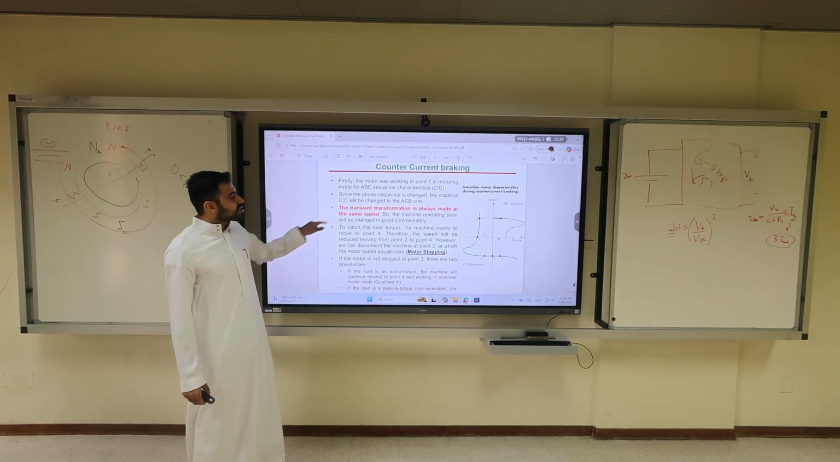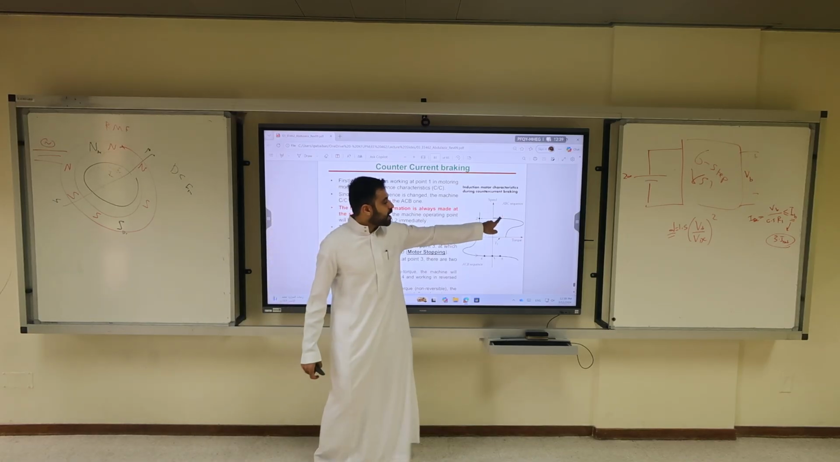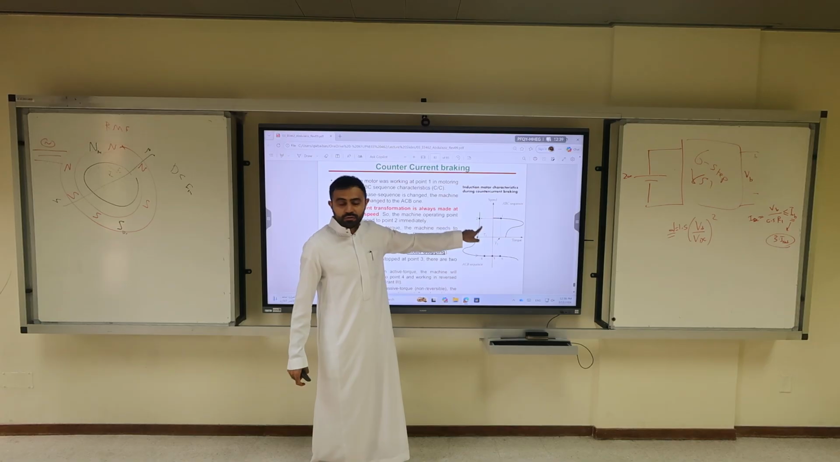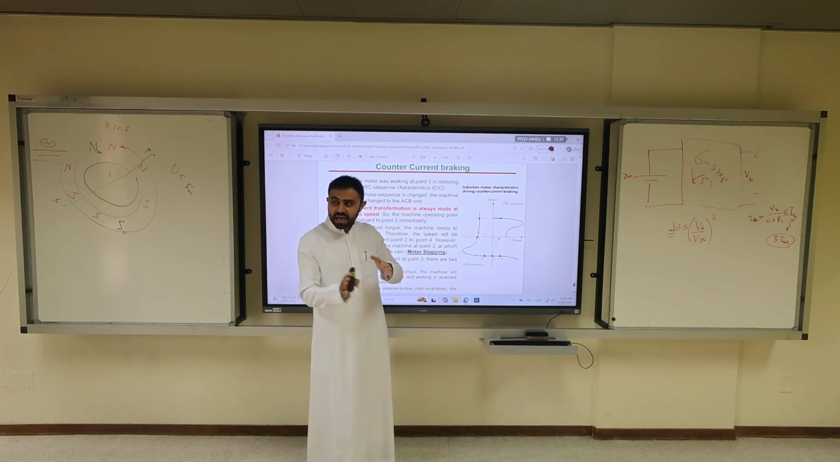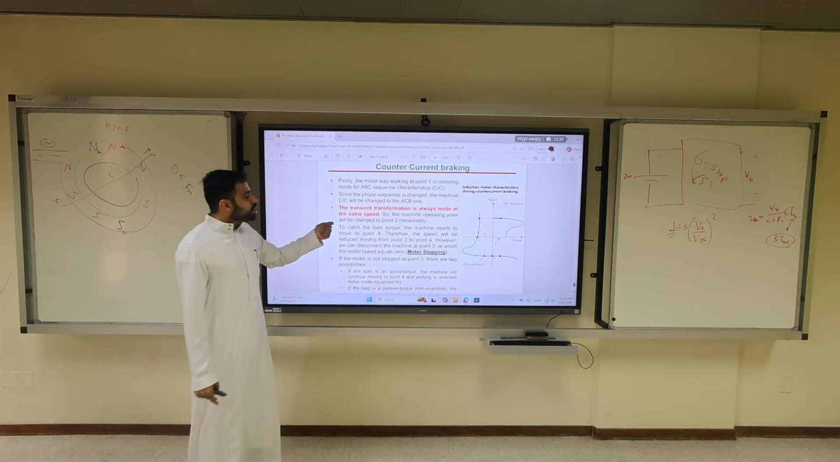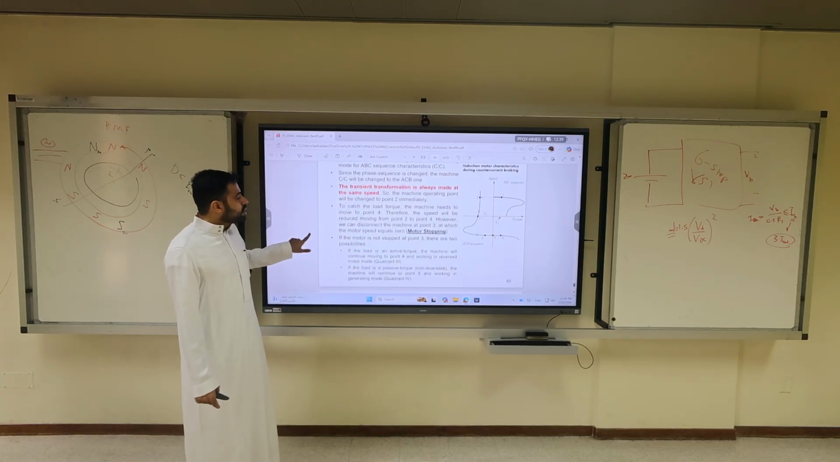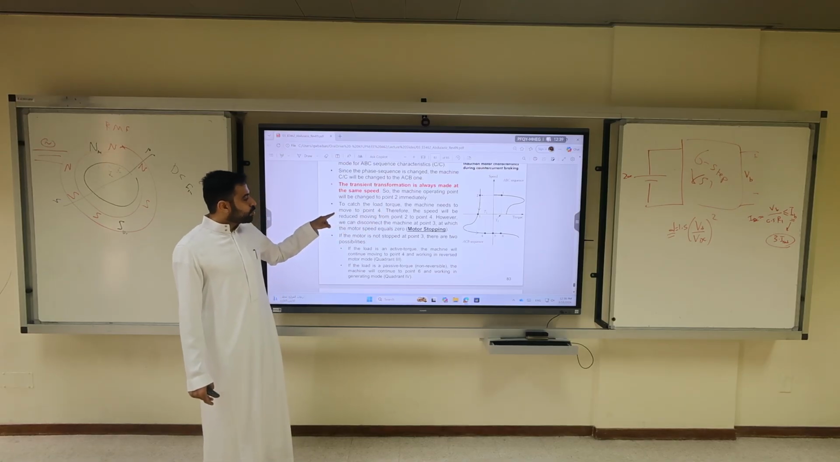The transient transformation is always made at the same speed. This is transient transformation. From one curve to another, we cannot jump the speed. We are not lights. It's mechanical. It has to take time. So the machine operating point will go to 2. To catch the load torque, the machine needs to move to point 4, therefore the speed will be reduced moving from point 2 to 4.